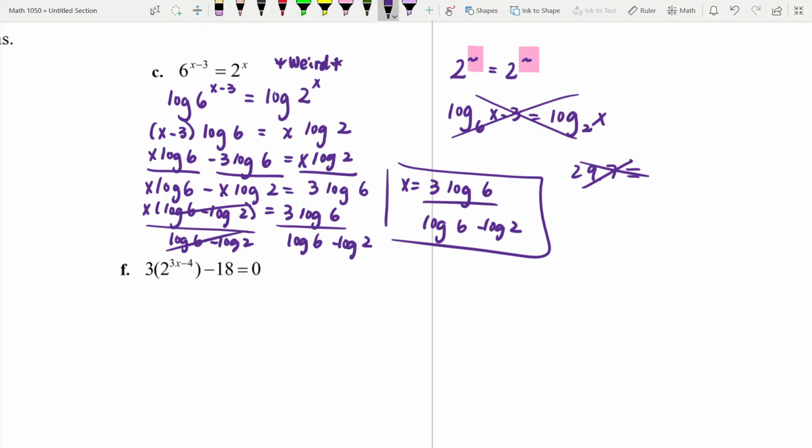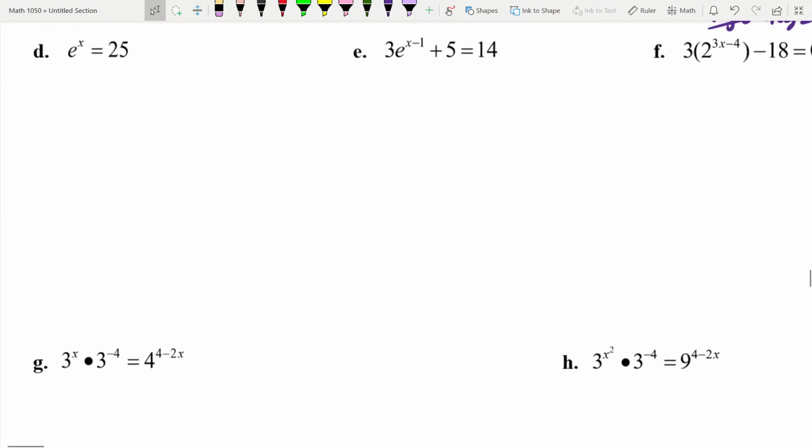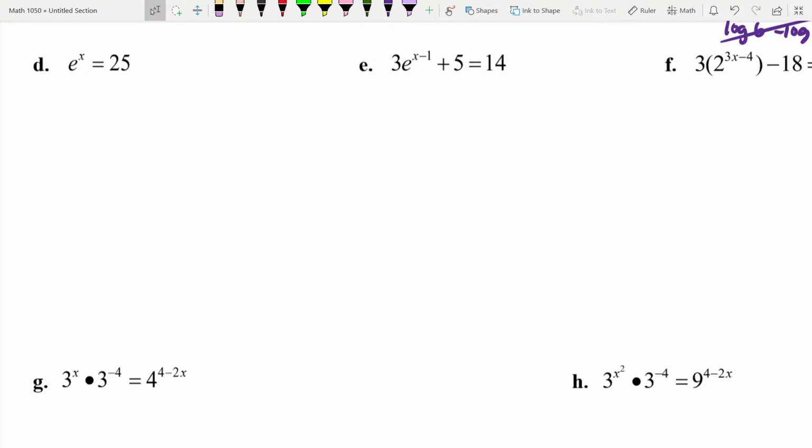Okay? Who says I'm with you? Let me see how you're feeling. Okay. I know it was kind of tough. We're going to do another one. You need to make sure you know how to do it. Okay. Look at question D. Here's my base. Here is my exponent. There's nothing else over there, so I'm stuck.